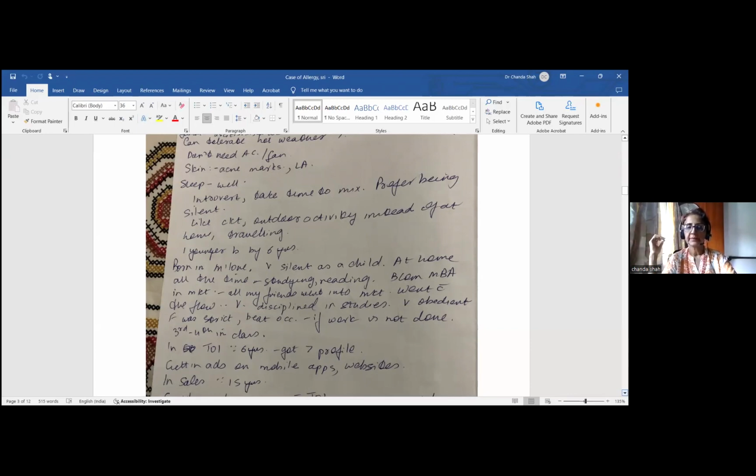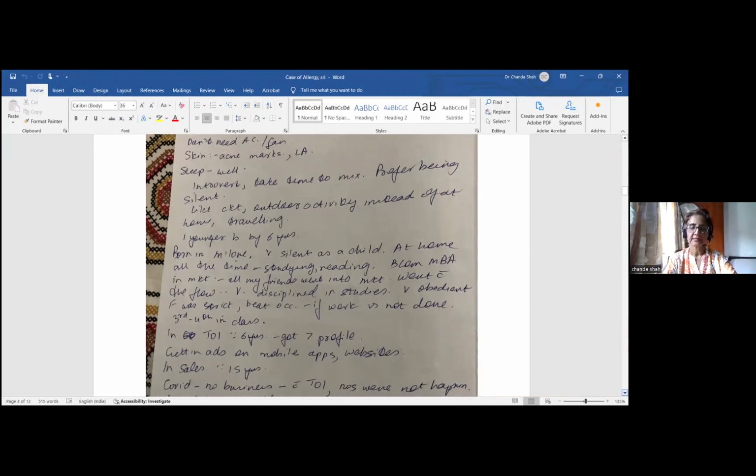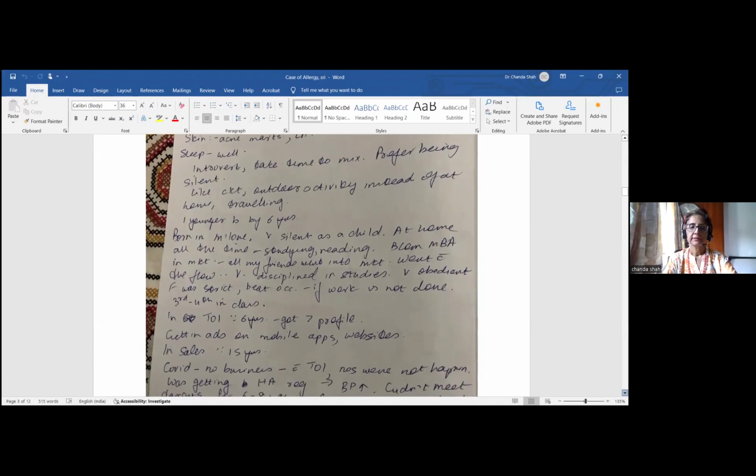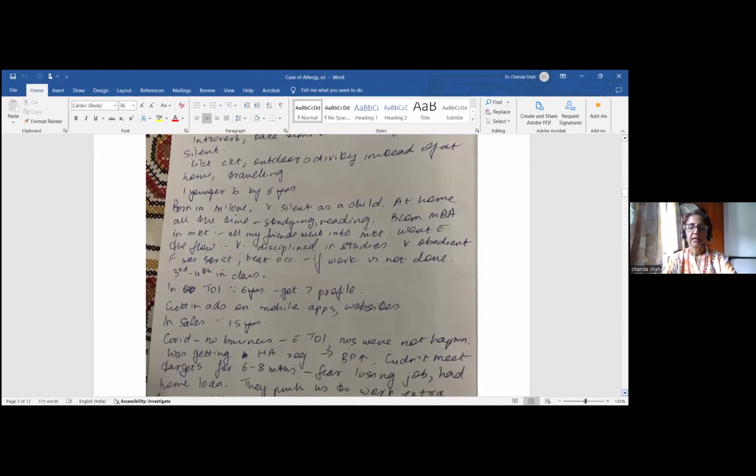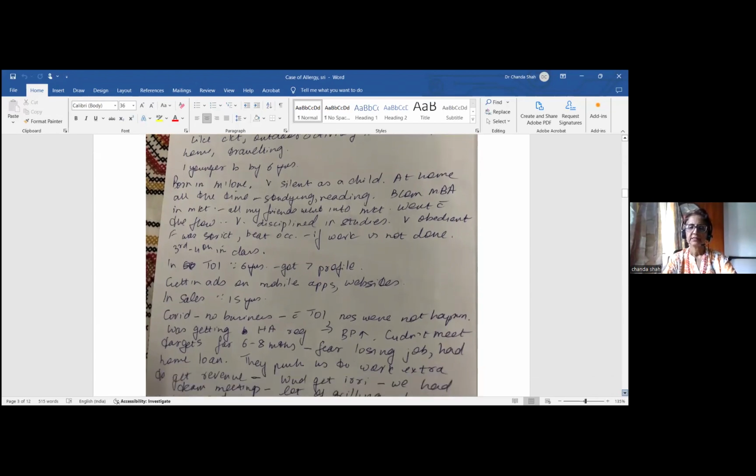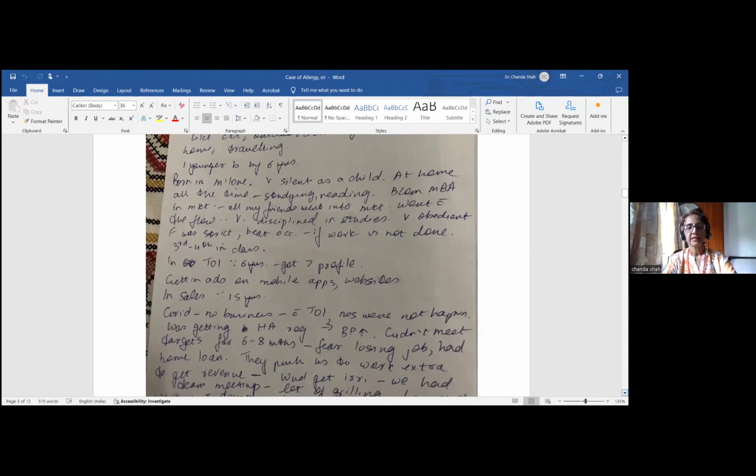So he's very disciplined in studies, very obedient. His father was very strict and he would beat him occasionally if he did not study. And his rank was third or fourth in class. Then now he's working in Times of India since 6 years. And now he's got a better profile. So I said, what work do you do? So he said, I get ads for our mobile apps and get advertisements for our websites. So he's working for Times of India in the sales department since 15 years.